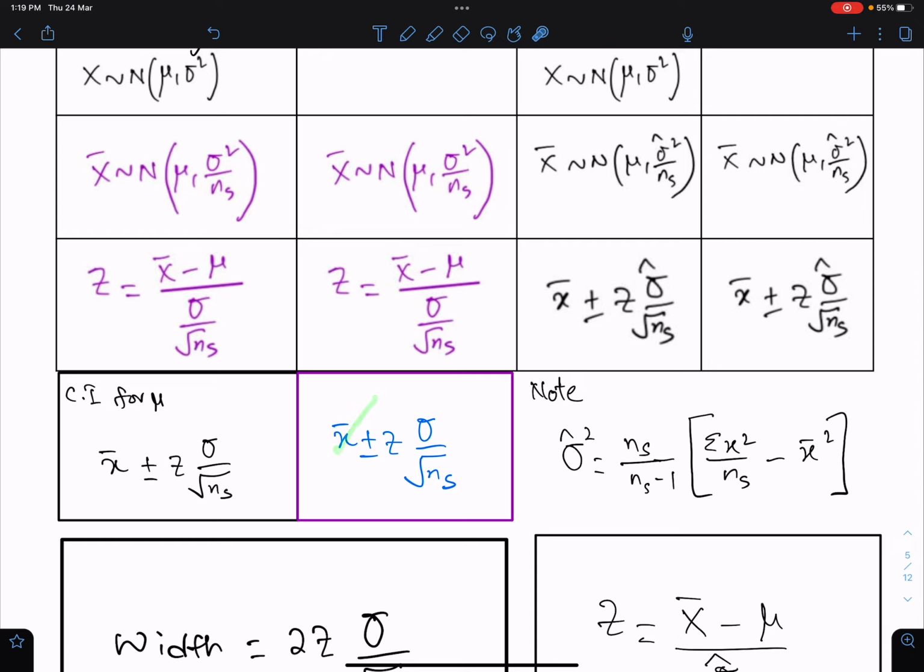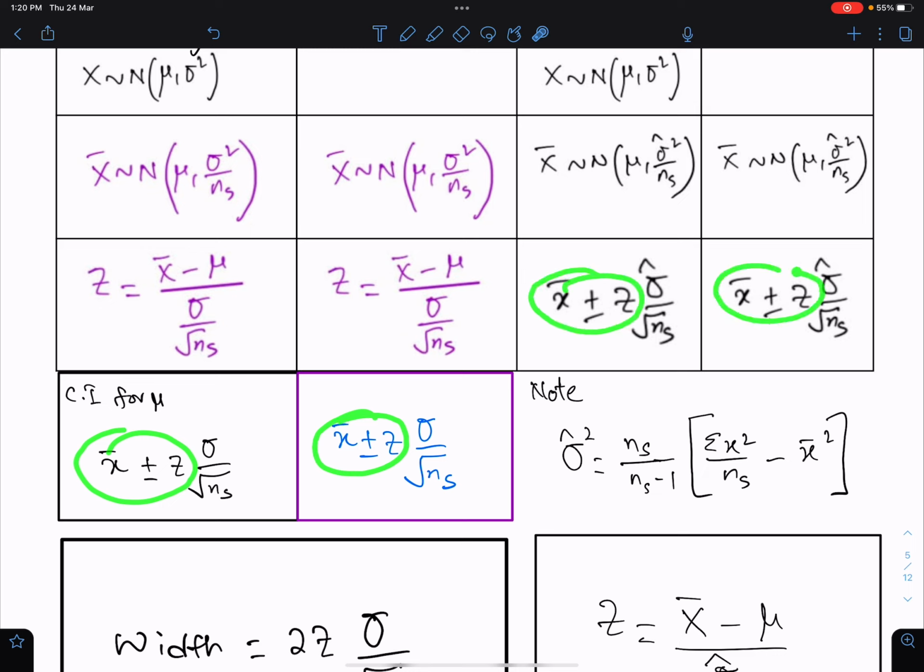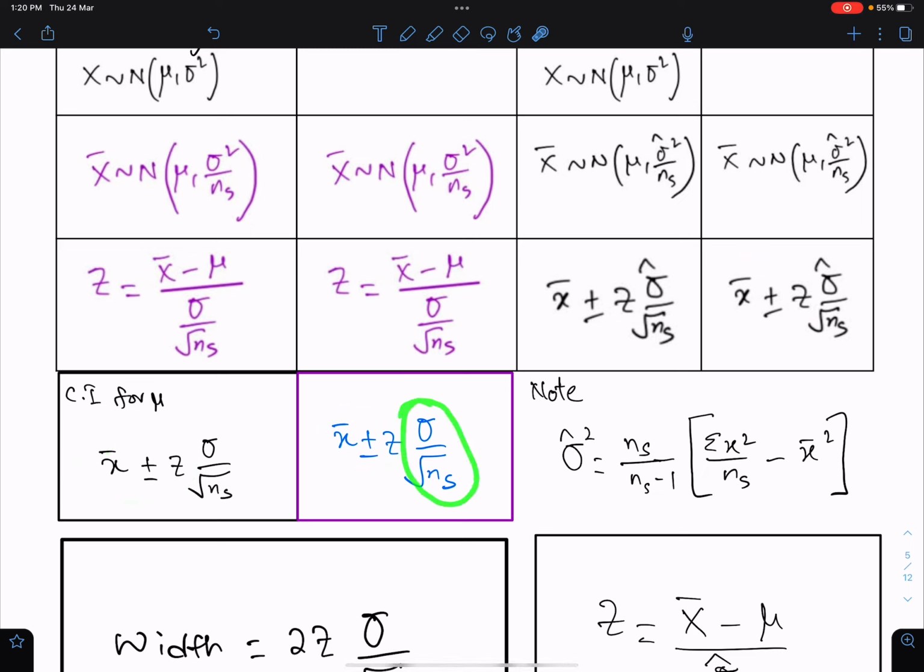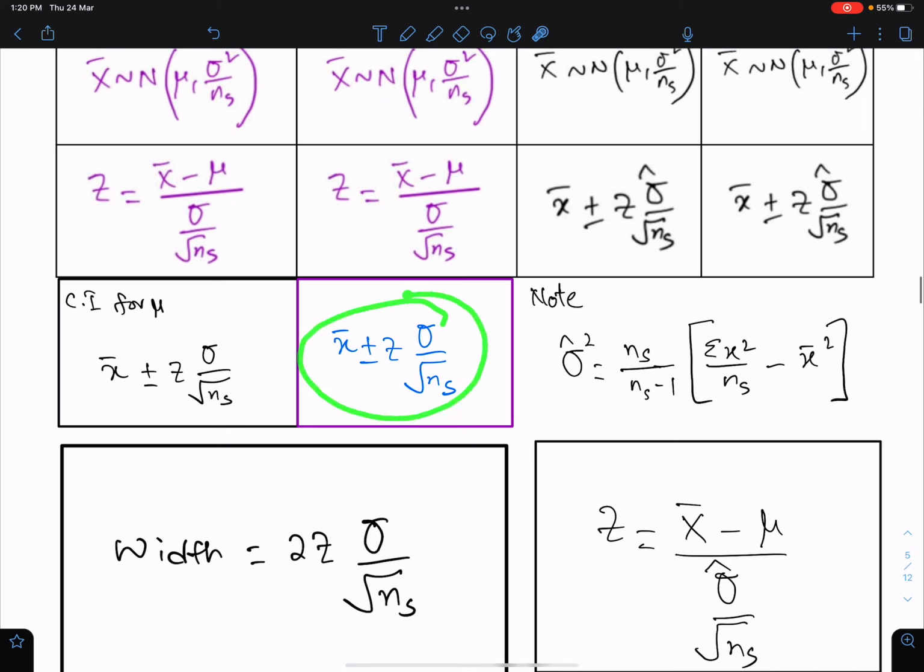X bar plus minus z is fixed for all types of cases, for all these 4 cases. See, this factor is same in all 4 cases. And this factor comes from here. And the width of this confidence interval is same, 2 times this factor.